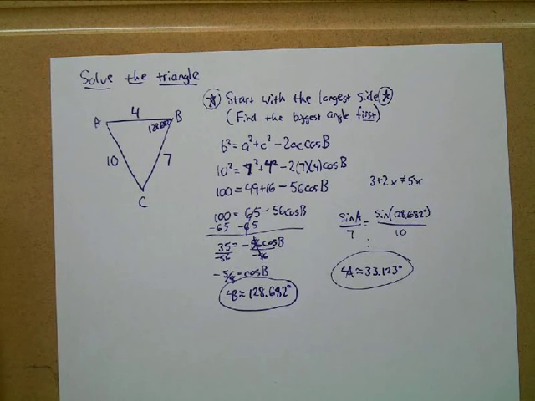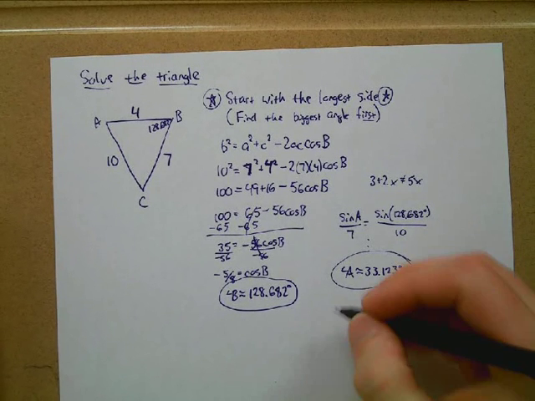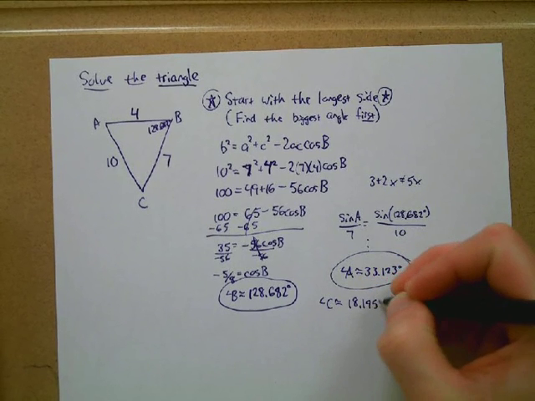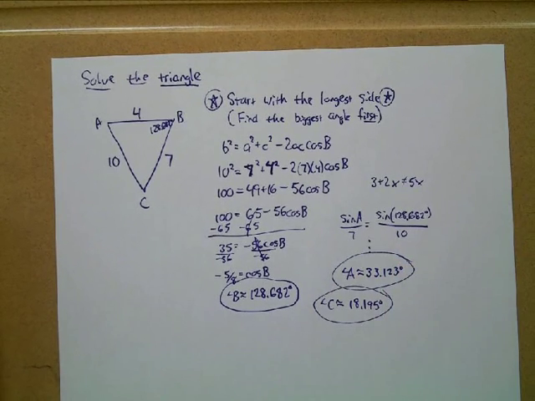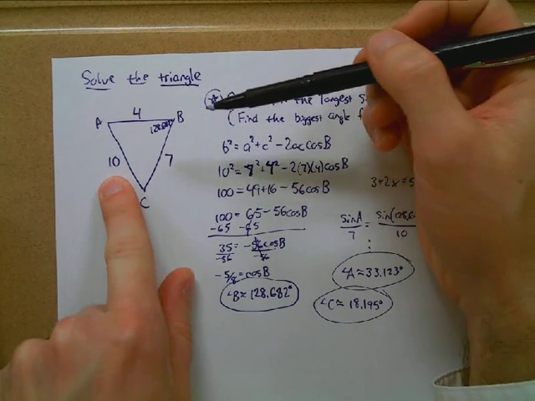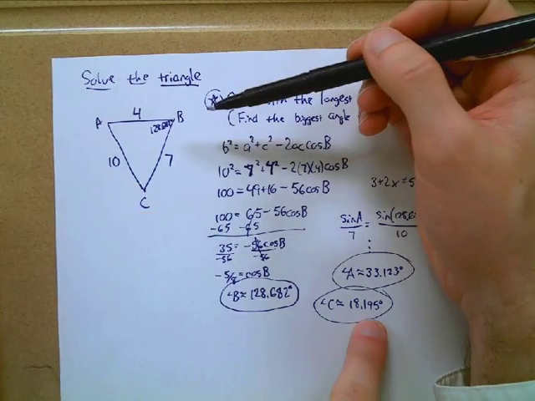Which again, makes sense. Angle B is 128, it's opposite the biggest side. Angle C is the smallest angle, it's opposite the smallest side. And angle A is the middle angle, and it's opposite the middle side. So that's that. Questions on any of that?